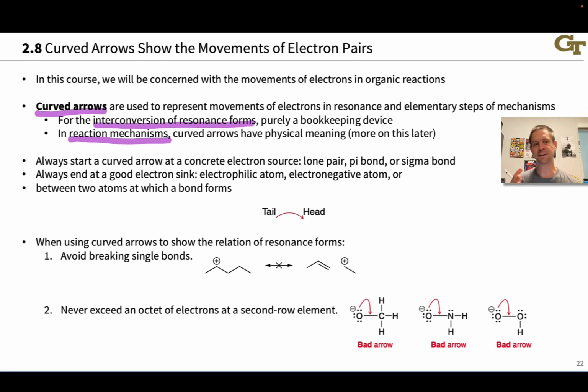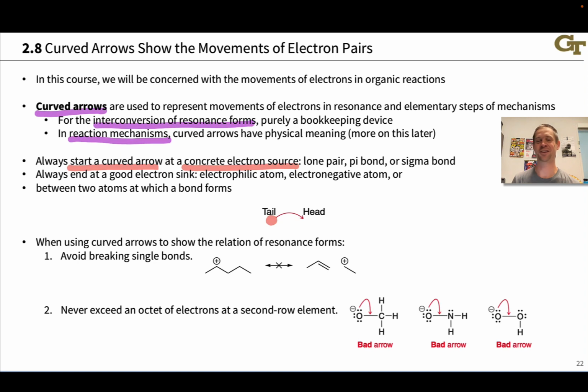Now, the basic convention with curved arrows is that they show the movement of electrons. And this is important to keep in mind. We're not drawing an arrow to depict the movement of an atom. We're showing how electron pairs move. And so curved arrows always start at a concrete electron source, something you can see in a Lewis structure or bond line structure, a line or a pair of dots, a lone pair, a pi bond, or a sigma bond.